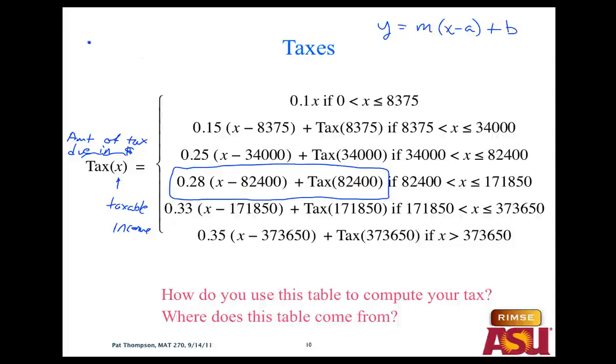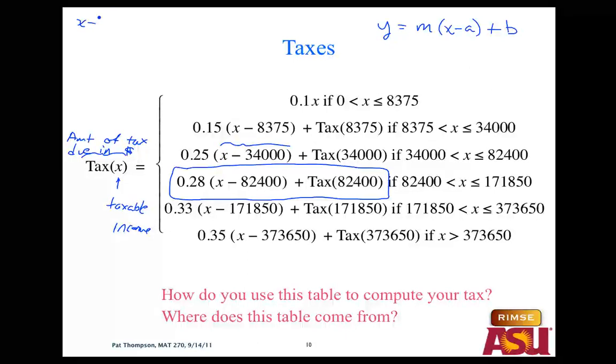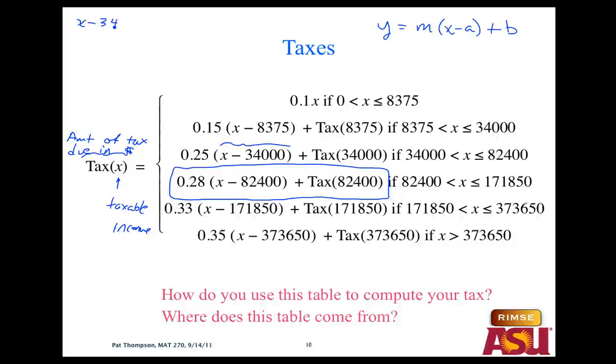Okay, so let's break it down. So what about the x minus 34,000? What does it mean? X minus 34,000. What does that quantity mean? Christian? Doesn't that represent like the change in x? Okay, it's a change in x.